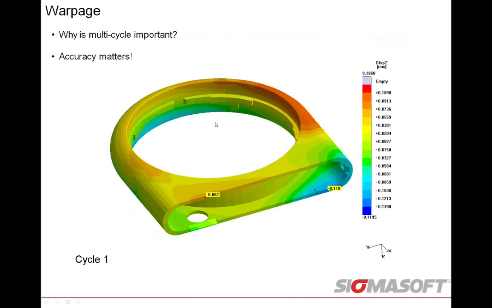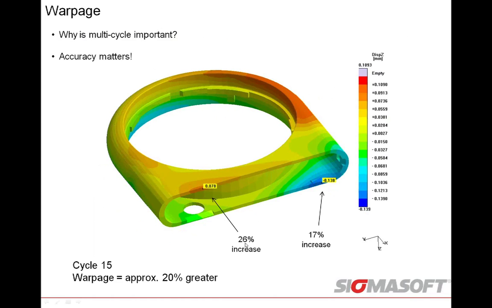Okay, why is this important? It's one thing to look at the mold temperature, and there's a pretty big difference there, but there's also the actual part quality itself. If we look at cycle 1 and look at this part, we have deflection. Looking at our z-axis, the part is deflecting inward or downward in this orange area, and upward in the blue area. So we have a negative z in the blue and a positive z in the orangish red. If we look at cycle 15, we actually have a 26% increase in displacement here, and a 17% increase in displacement here.